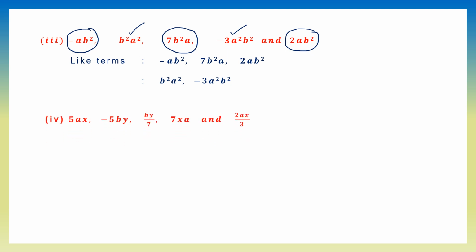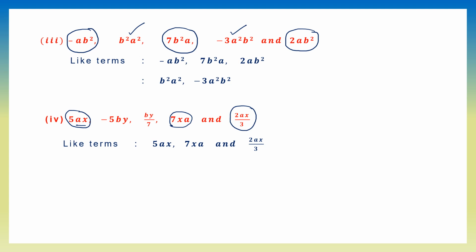Question 4. Now here let's look out and see. So here we have ax. Let's see if there are any more ax. Now here we have xa, that's the same as ax because there's 1a, 1x. Now the last one also we have ax, 1a and 1x. So these three are one set of like terms. So what do we have? 5ax, 7xa and 2ax by 3.